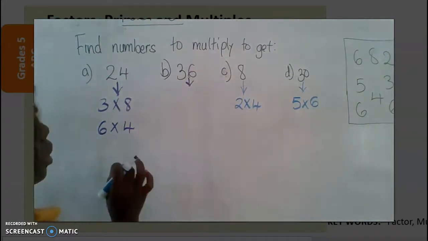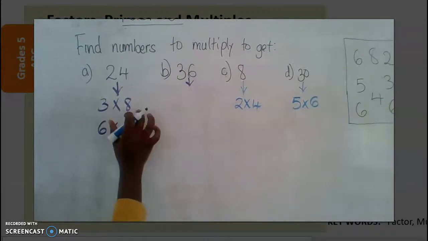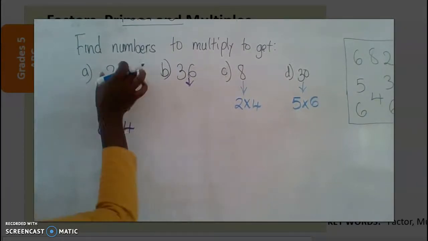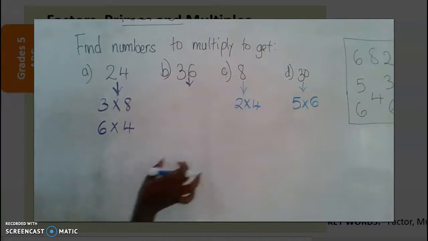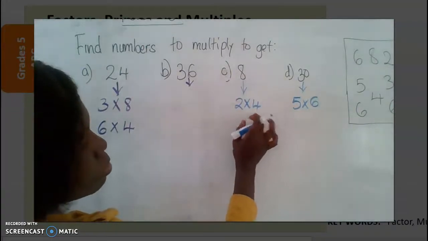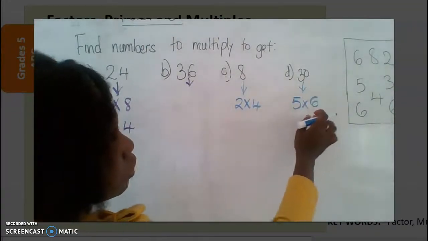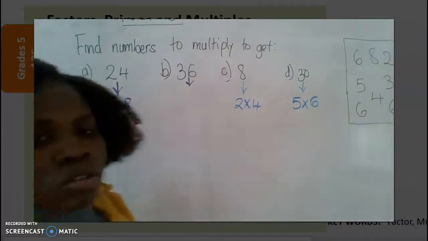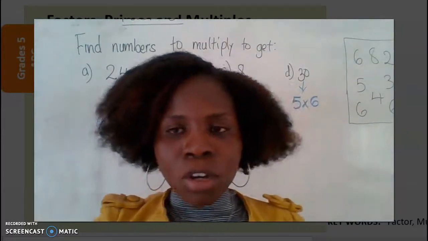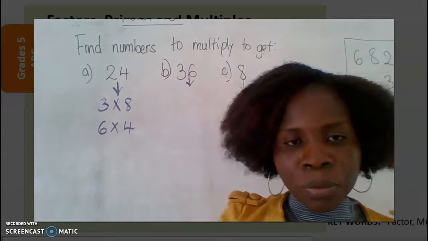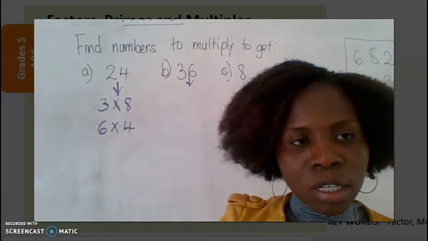So if you check your answer, you should get 3 times 8 and 6 times 4, so that you can get 24. Then for 8, you get 2 times 4, and for 30, you get 5 times 6. So that is just a starter. What does that tell you? Let's see.